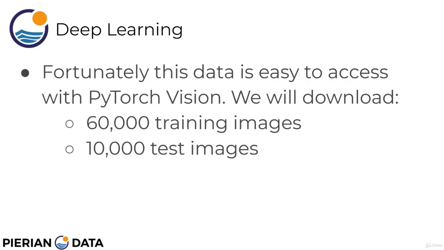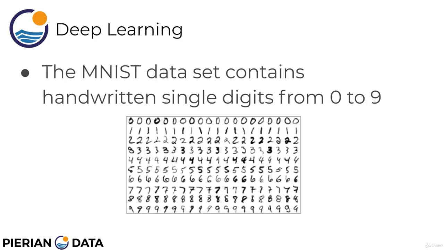Now, fortunately, this data is really easy to access with PyTorch Vision, and we're going to end up downloading around 60,000 training images and 10,000 test images, and we'll talk about that later on in the next lecture. But let's actually talk about what the data itself looks like. The MNIST dataset contains handwritten single digits from 0 to 9. So there's 10 total classes, 0, 1, 2, 3, all the way up to 9, and they're all handwritten.